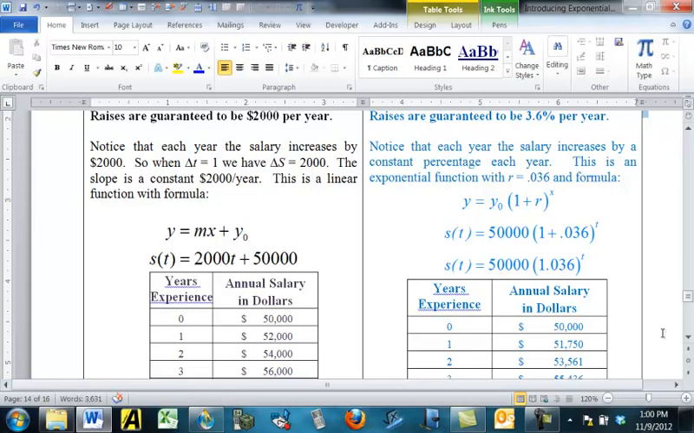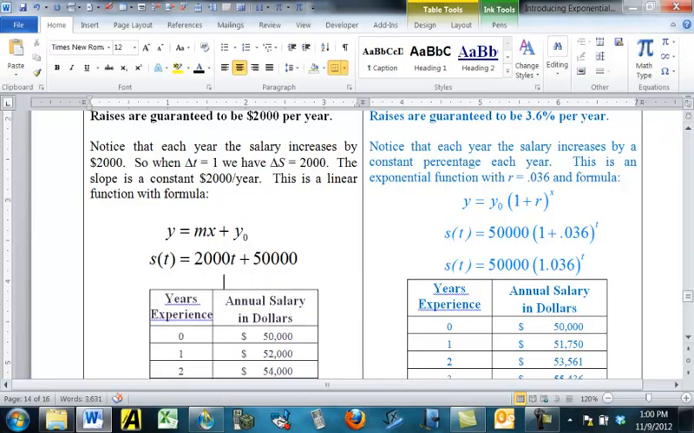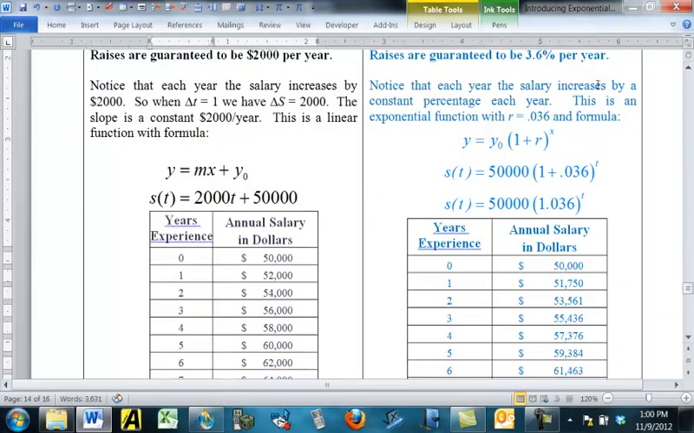Now notice what happens here is kind of interesting because what we have is that the first year the salaries are the same, $50,000 in both cases. In the second year, after you've had 1 year of experience, your salary is actually a little bit higher with the company on the left. And it stays higher for a while.